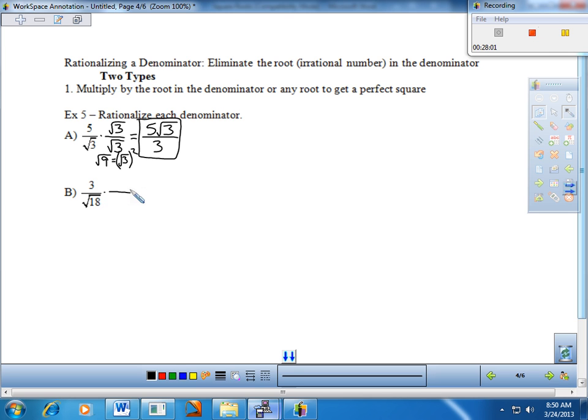This one could be done a couple different ways. Again, leave it up to you. But I'm just trying to create a perfect square down there. So as I look at 18, one way to do this is think about 18 times what would give us a perfect square? Well, 18 times 2 would give me 36. That's just what I'm seeing.